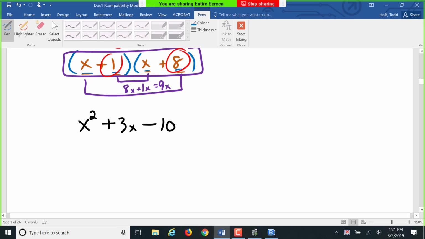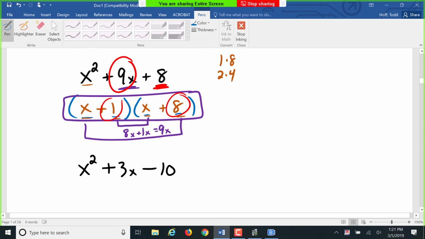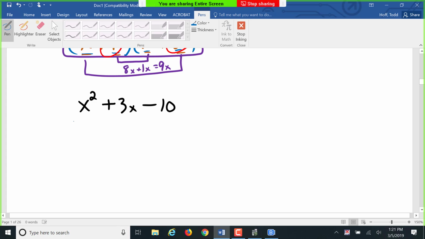What's different here? The negative. These were all positives. This one has a negative in it. It does complicate life a little bit for us. Is there a common factor? No. So we're going to try that reverse multiplication.